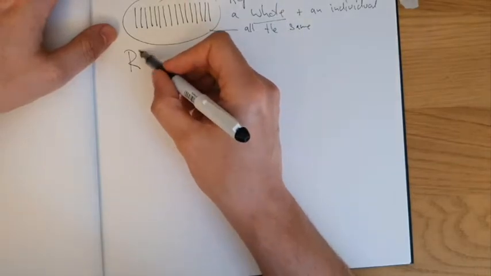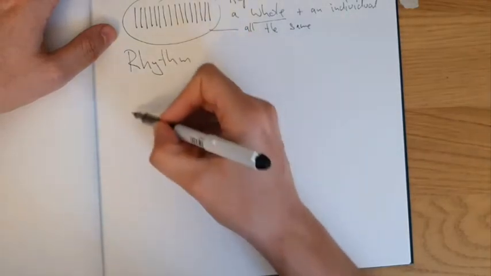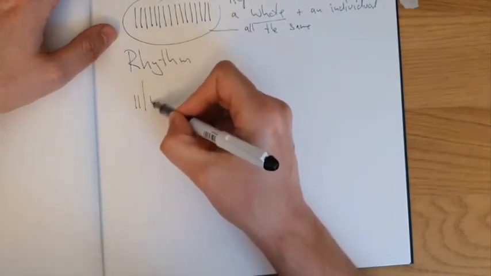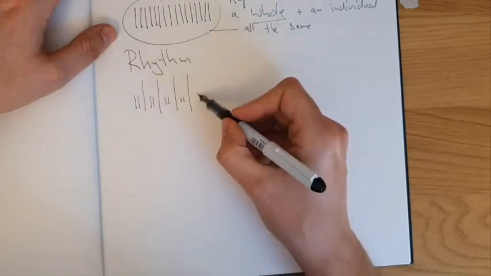Now, similar to repetition is rhythm, but not the same. Now, rhythm creates a predictable pattern, but they're not all the same.